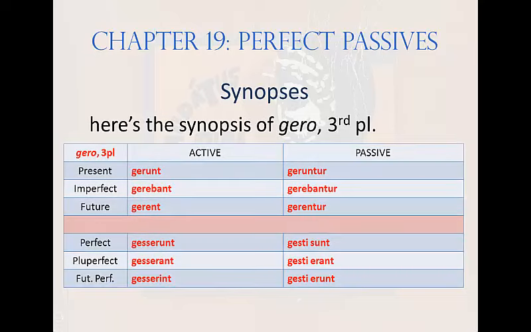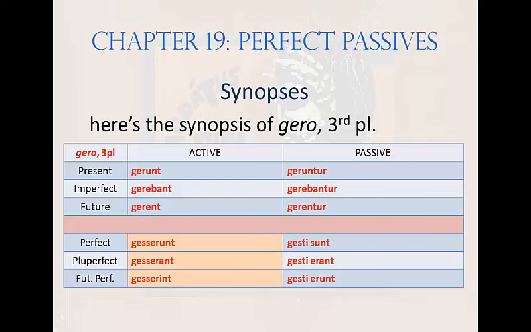And here are the answers. Gerunt. Remember, in third conjugation, the third person plural present uses u as its thematic vowel. Gerebant, gerent. The future tense marker is e in third conjugation. And in the present passive, geruntur, gerebantur, gerentur.